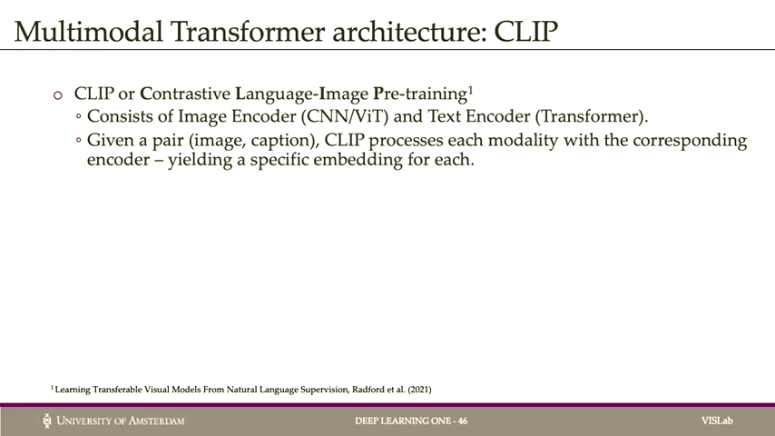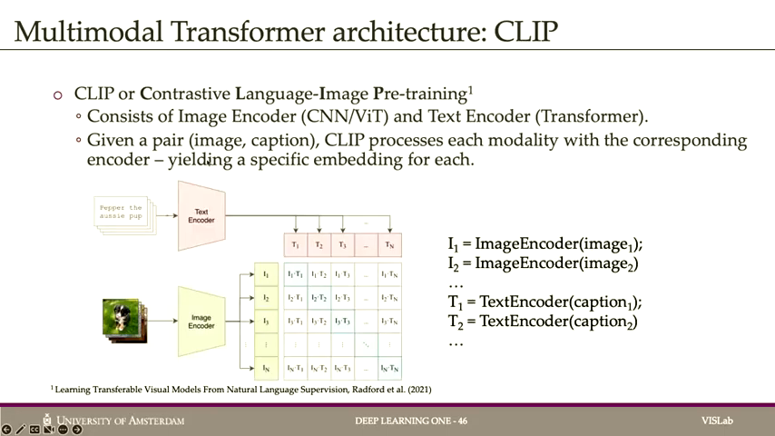Now we have pairs of images and captions. CLIP processes the image with the image encoder, generating an embedding, and it does the same for the text. Maybe we can look at this figure too, so it can become more clear. We have a bunch of images. They're encoded with the image encoder, and we have these embeddings like I1, I2, and so on. The same happens with the text. So we have T1 as a representation of the first sentence, T2 as a representation of the second sentence, and so on.